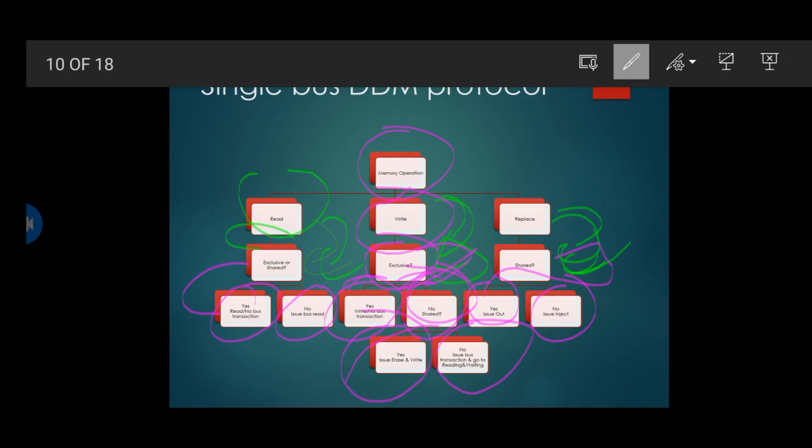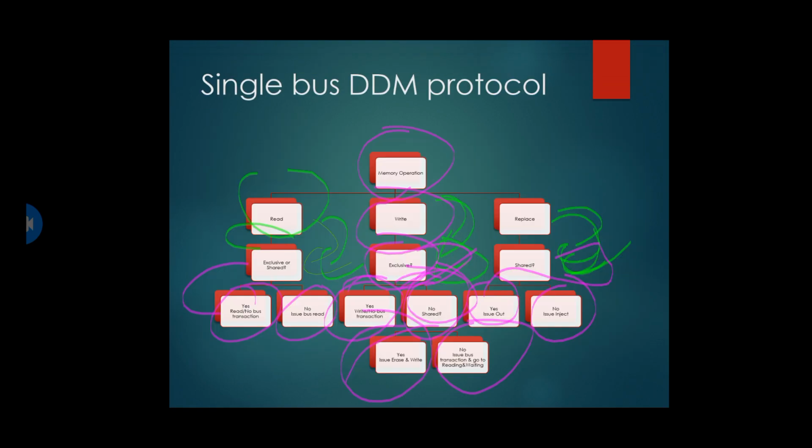This is the overall flowchart of the single bus DDM protocol. It starts from memory operation to read operation, write operation, and replace operation. Again the read and write are subcategorized into each type. Then each type was subcategorized into a number of steps. This is the overall flowchart for the DDM protocol.